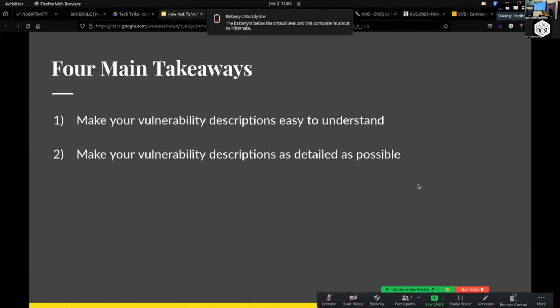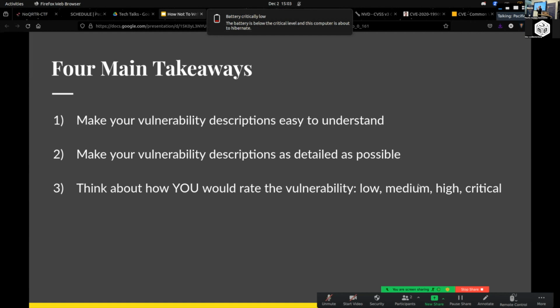There's no such thing as too much information. I'll be quick. Think about how you would rate the vulnerability: low, medium, high, critical. That's it. I remember the rest of it.